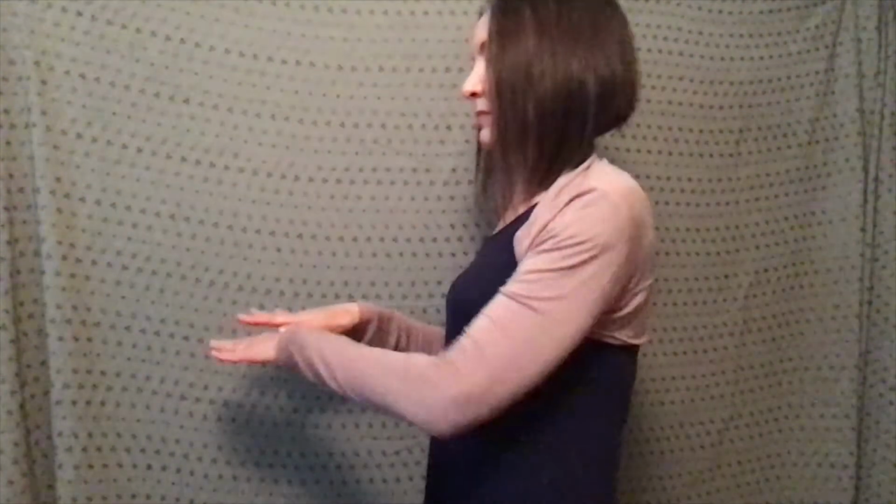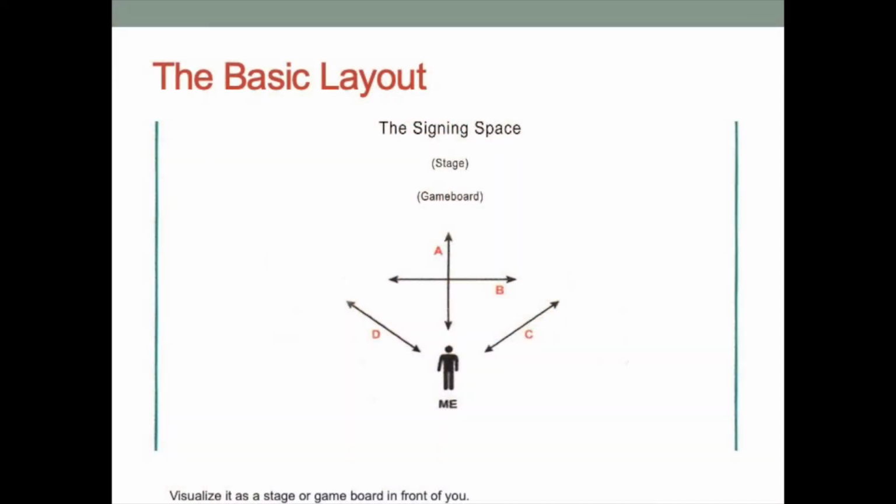The horizontal plane of the signing space lies somewhere between your chest and waist. It extends to the sides about 1 foot and forward about the length of your arms. The best signers make use of the whole area to arrange concepts and depict the relationships between them. The spot directly across from you, labeled A in this diagram, is where the person you are communicating with stands.